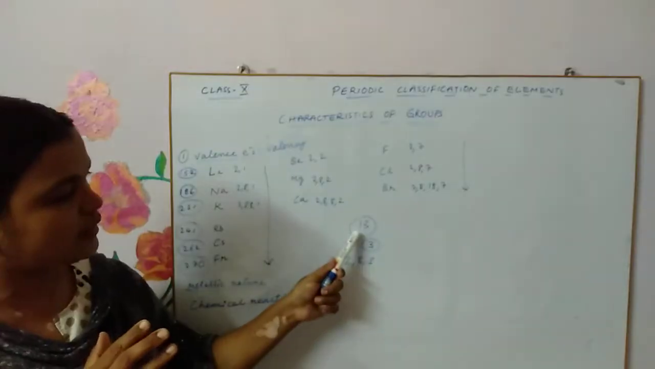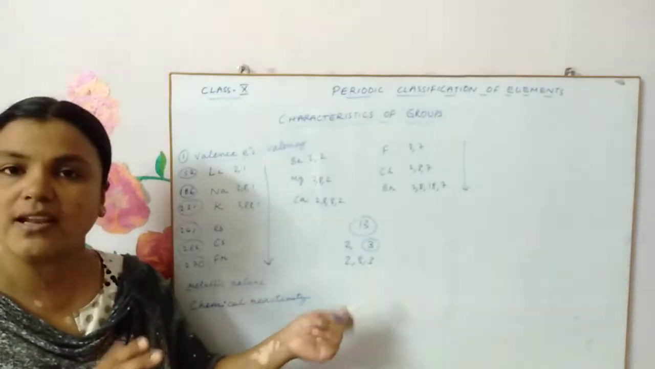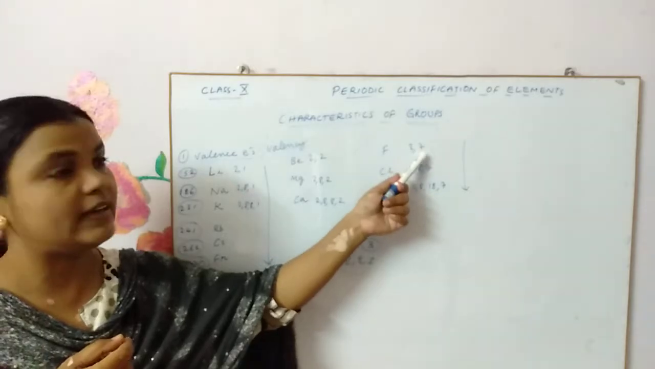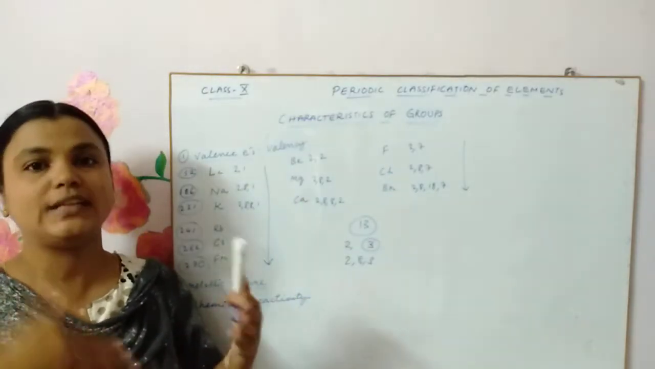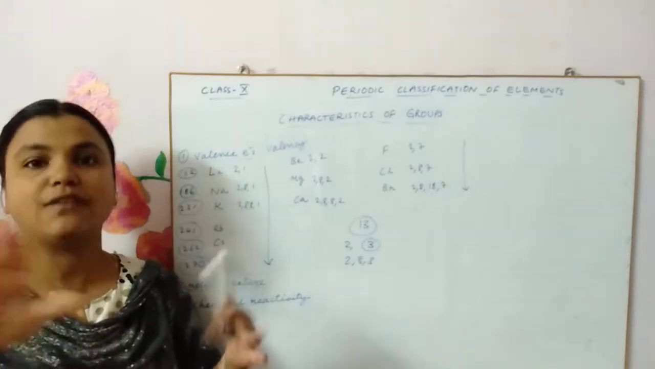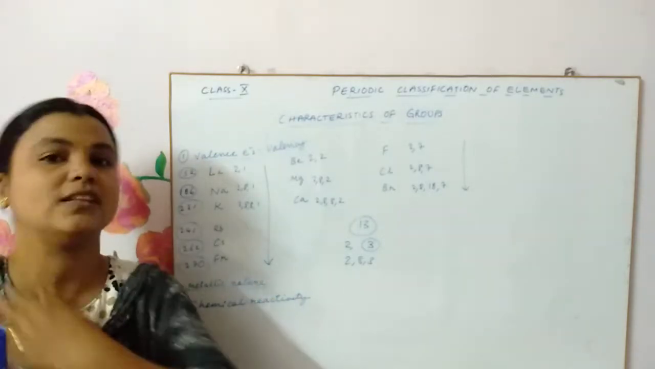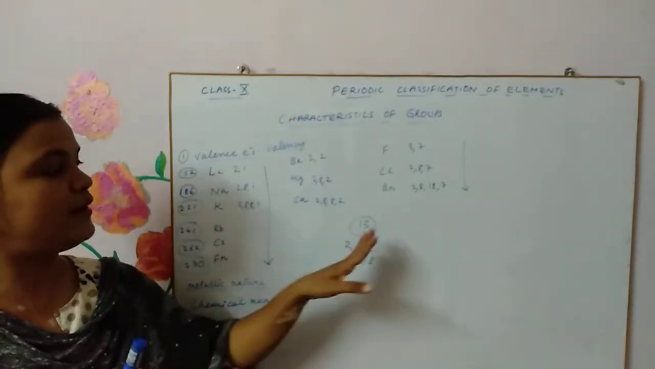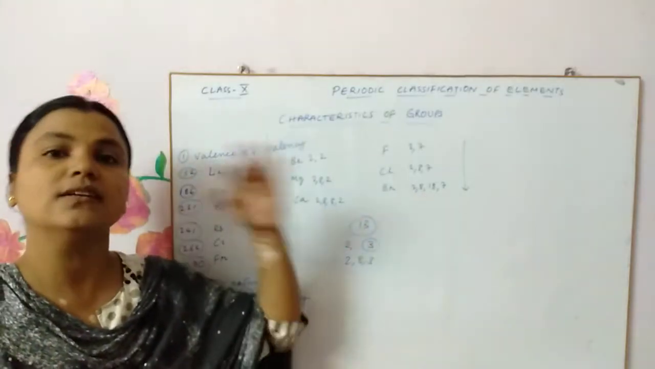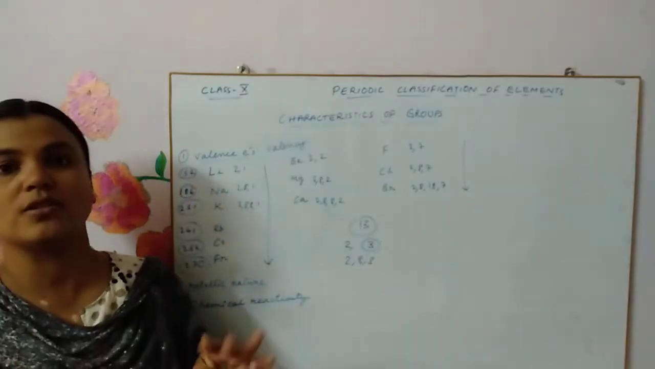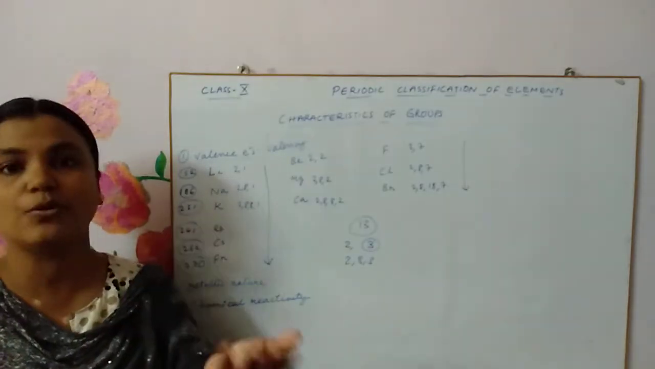Apart from them, the 13th group elements will have valence electrons of 3. When I talk about the 17th group, you have to deduct 10 from it, and that gives you the number of electrons present in the outermost shell there. So if it is 13th, 13 minus 10, 3 electrons. 14th, 14 minus 10, 4 electrons. Valence electrons will be present in the outermost shell.